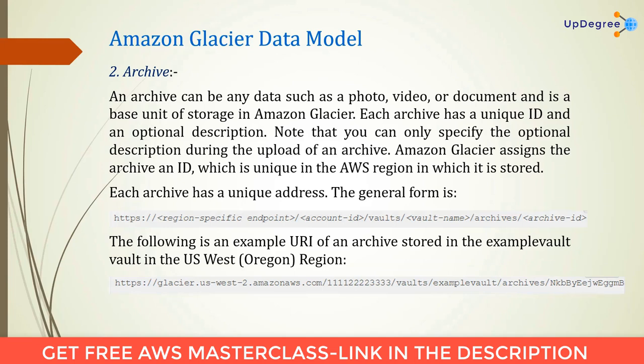So second is archive. An archive can be any data such as photo, video or document and is a base unit of storage in Amazon Glacier. Each archive has a unique ID and an optional description. Note that you can only specify the optional description during upload of an archive. Amazon Glacier assigns the archive an ID, which is unique in the AWS region in which it is stored. So each archive has a unique address.